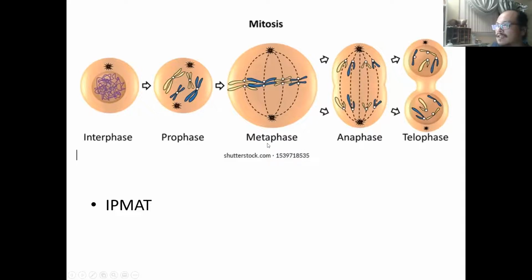Then you have the metaphase, where the sister chromatids are aligned at the equator of the cell. The centromere will get pulled by the spindle apparatus, and it will be pulled to two different ends of the cell, and then it gets divided. So that is the mitosis. The key here is that in mitosis, you generate identical daughter cells.